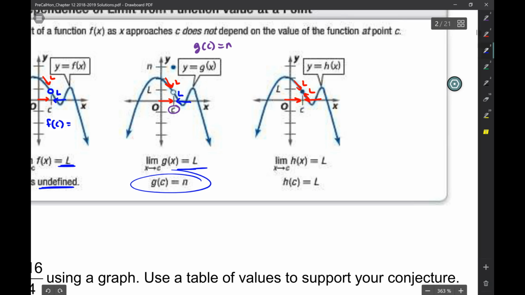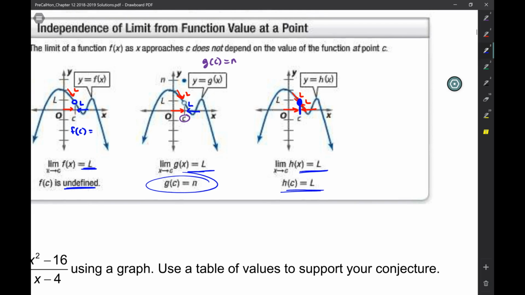Now this is h of x. What's h of c? What's the value there? L. So now here's the third example where the limit is L and the actual value is L. All right, again, that's also a possibility.